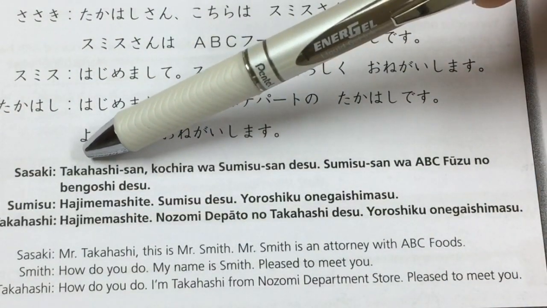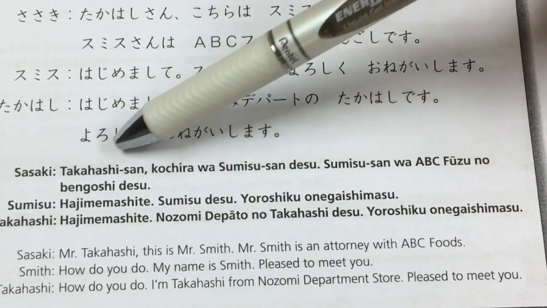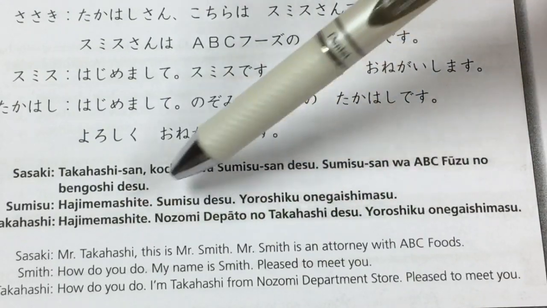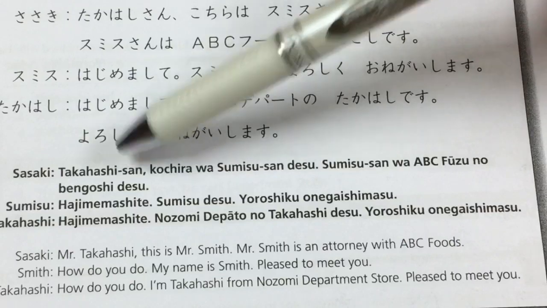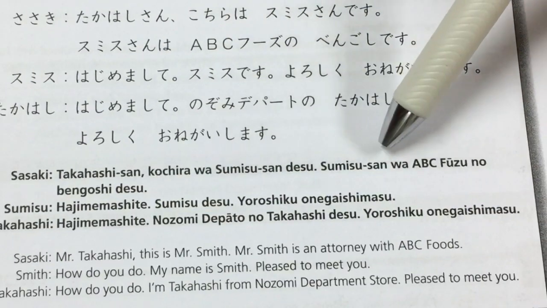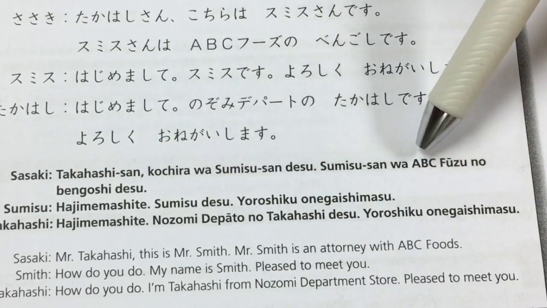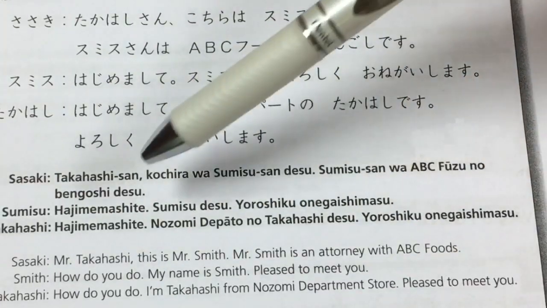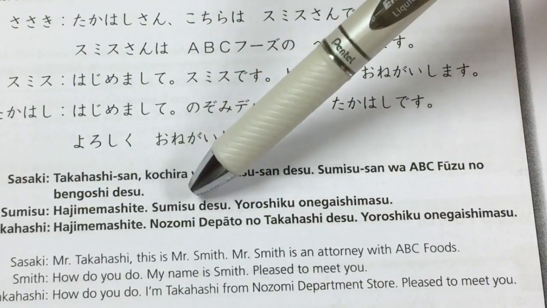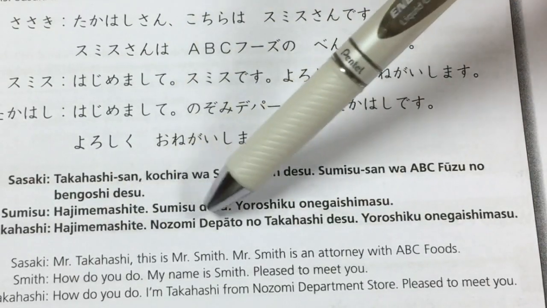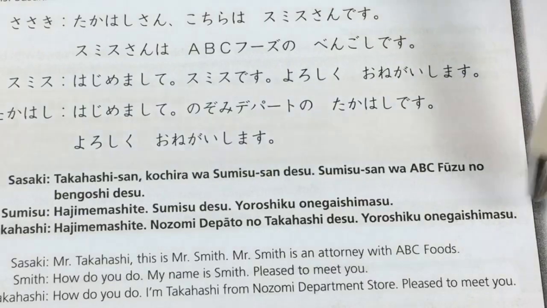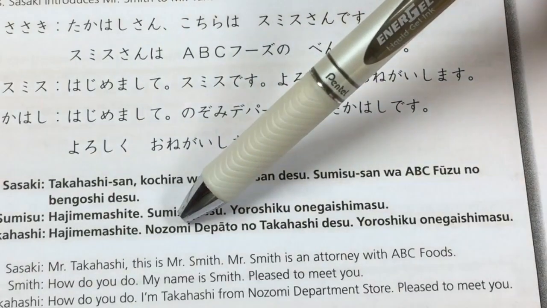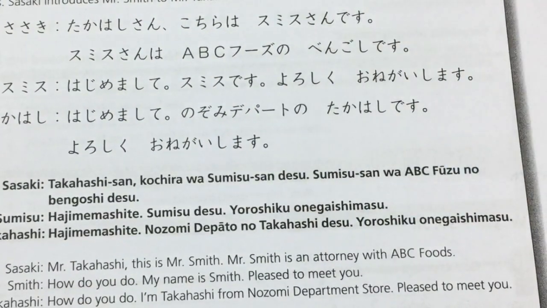Now, let me repeat the dialogue again. Takashi-san, こちらはスミスさんです。スミスさんは ABC フーツの弁護士です。Mr. Takashi, this is Mr. Smith. Mr. Smith is a lawyer of ABC Foods. はじめまして、スミスです。よろしくお願いします。Hello, nice to know you. I'm Smith. はじめまして、のぞみデパートの高橋です。よろしくお願いします。Hello, I'm Takashi from Nozomi Department Store. Very nice to know you.